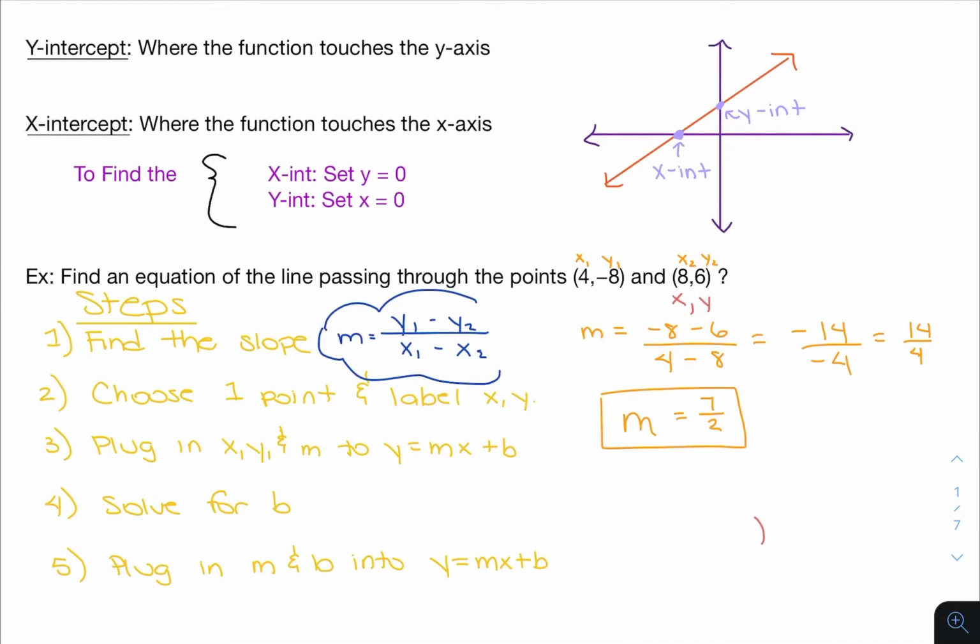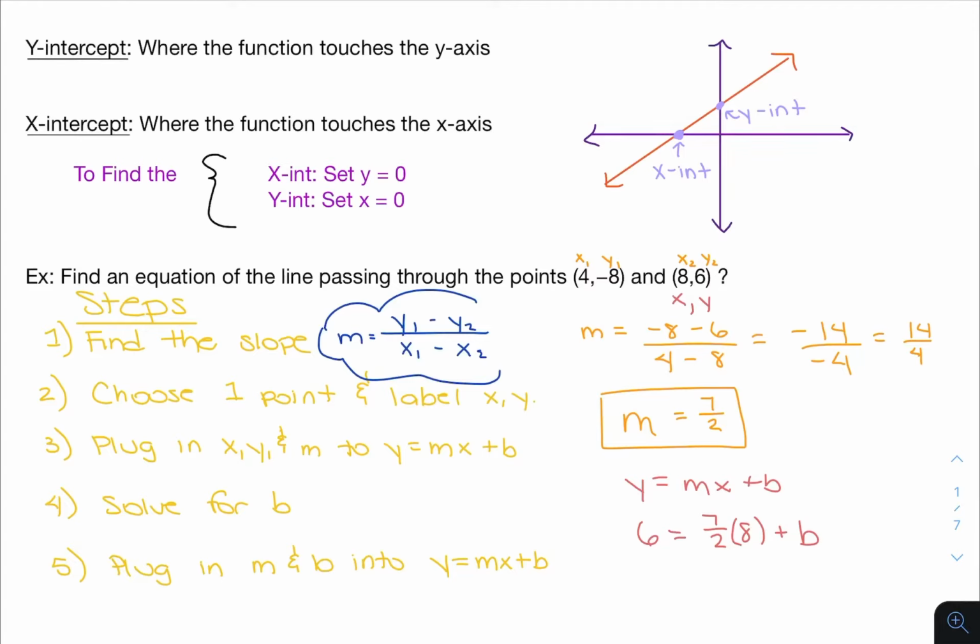If I plug this into y equals mx plus b, my y in this case is 6. My slope, which is m, is 7 over 2. My x is 8, so I'm going to put parentheses around that because it's an input. And my b. So now I just have to simplify this.